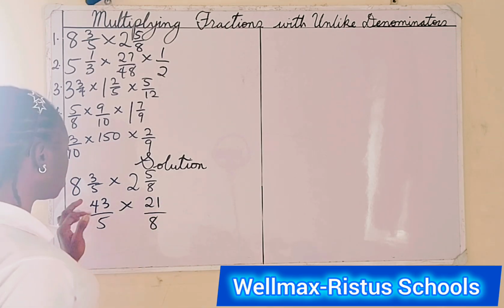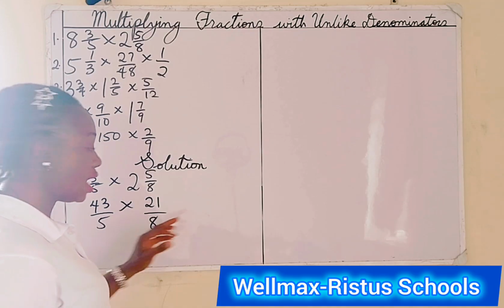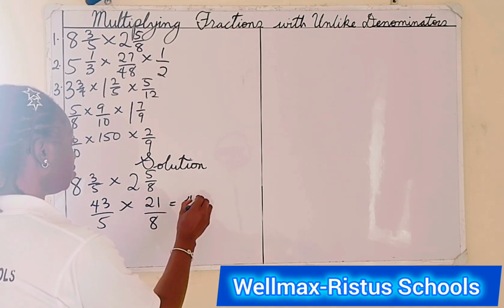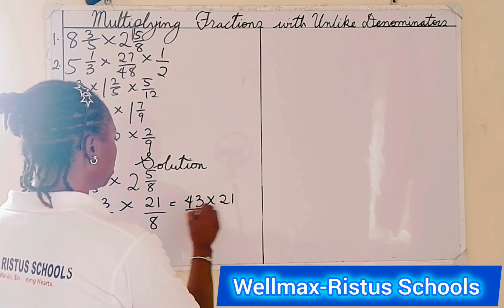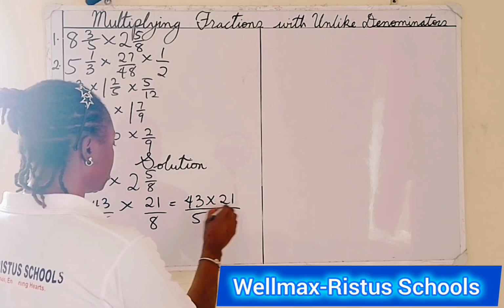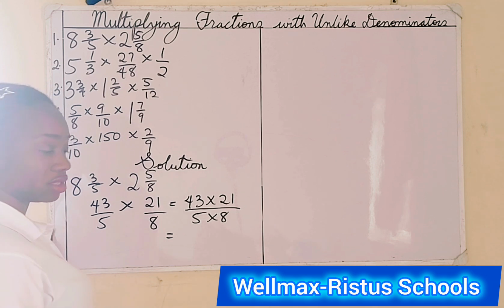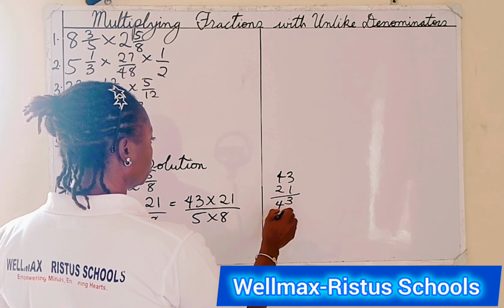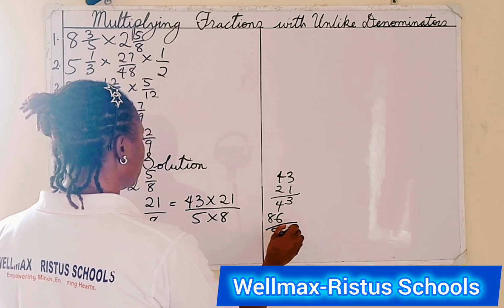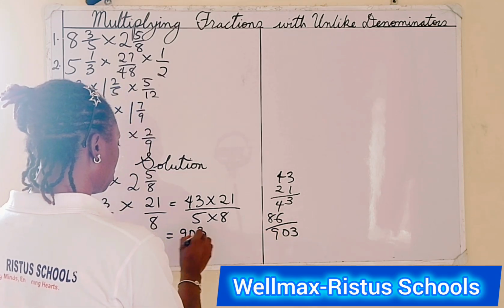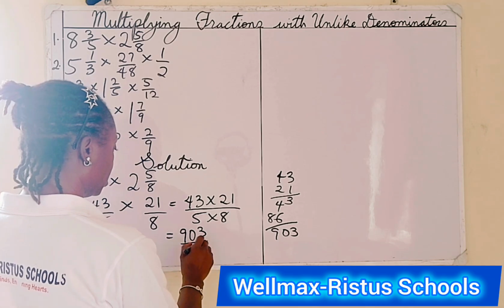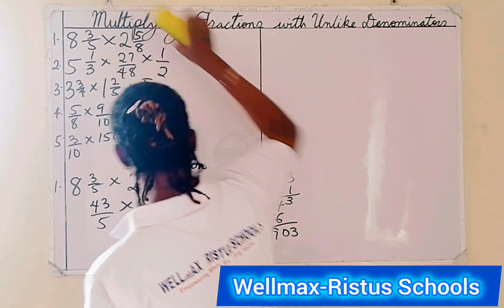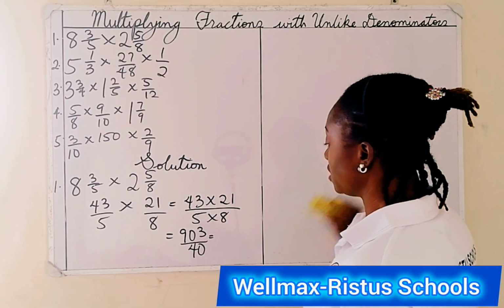So what we're going to do is multiply the numerators and the denominators together. Now this gives us 43 times 21 over 5 times 8. What's 43 times 21? That's 903 over 5 times 8, which equals 40. Now how many times will 40 go into 903? Let's do a long division.